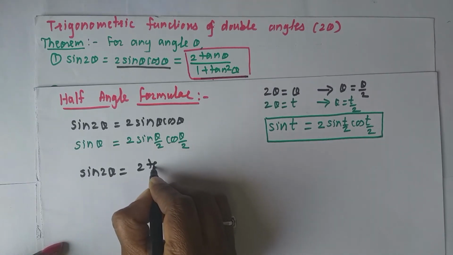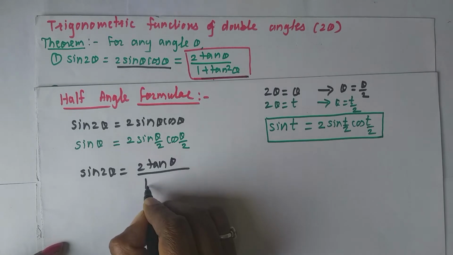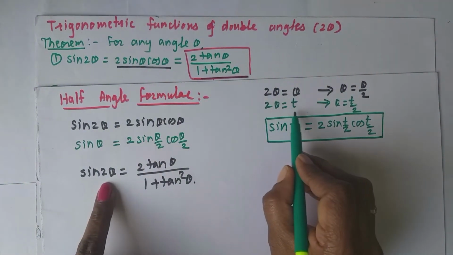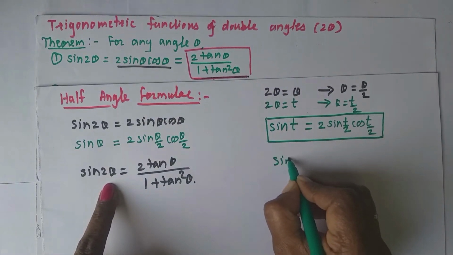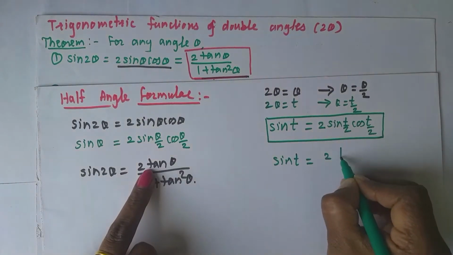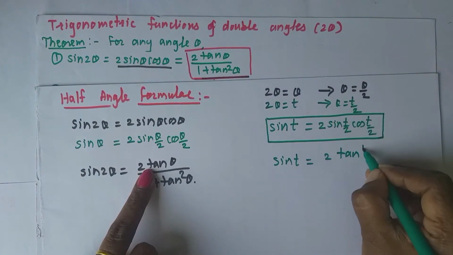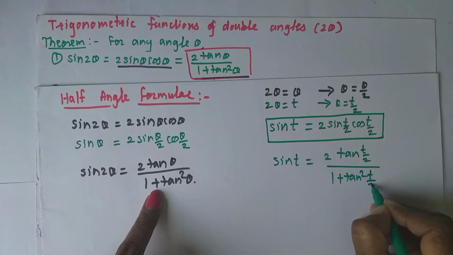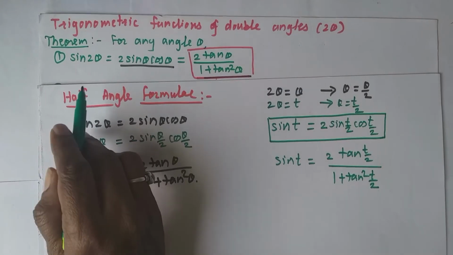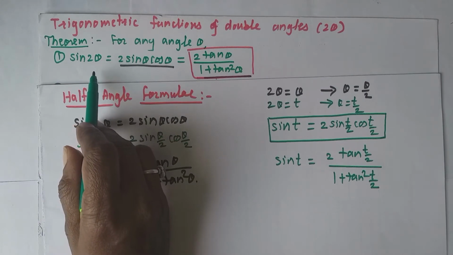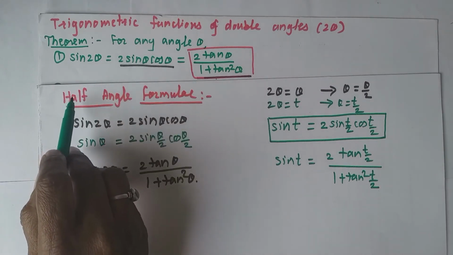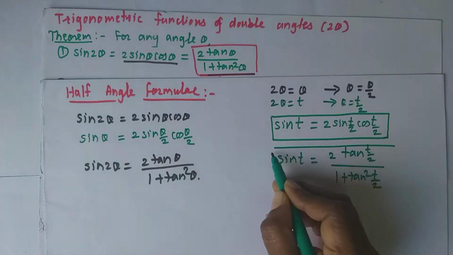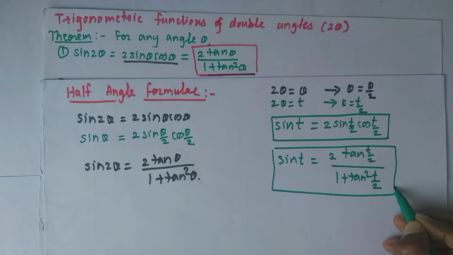That is 2 tan theta divided by 1 plus tan square theta. Again, if I keep 2 theta instead as t, then this will be sin t is equal to 2 times tan of theta, which will be t by 2, divided by 1 plus tan square t by 2. In this way, we can convert these double angles into submultiple angles or half angles. In this way, we have got this half angle formula for sin theta or sin t.